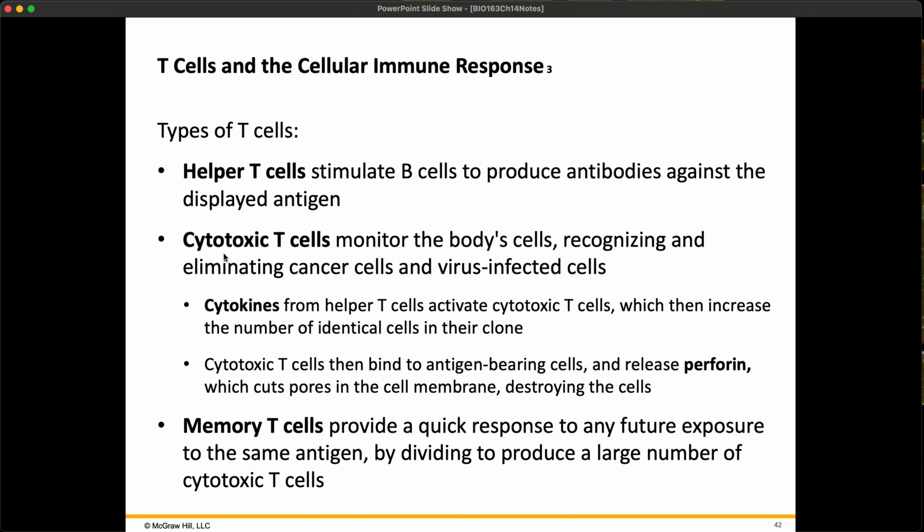Cytotoxic T cells, cytotoxic, so that name should give you an idea that they are going to be destroying other cells. They monitor the body cells, recognize cancer cells and virus-infected cells. They do things like secreting perforins to help lyse these cells that have been infected. Cytokines from the helper T cells are going to activate these cytotoxic T cells, and then through their activation, they start to replicate and produce even more.